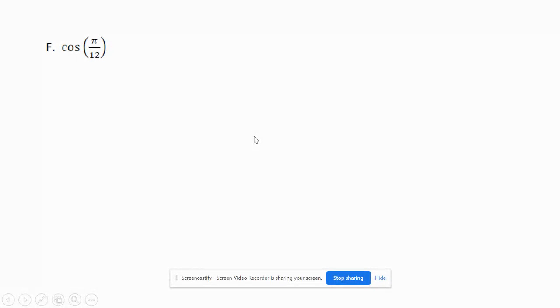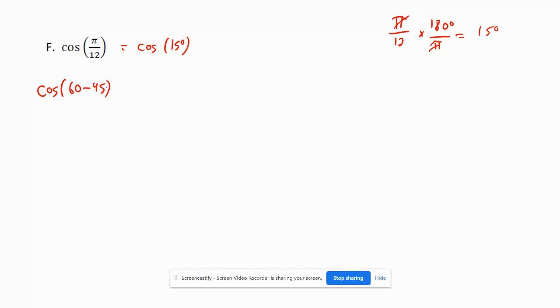Let's go to cos pi over 12. Here's my advice for pi over 12: if I just convert this into degrees, this question gets so much easier. Otherwise, you'd think, which two fractions subtract to make pi over 12? That's a lot harder to do. But if I convert this to degrees, I get 15 degrees. So this is the same thing as cos of 15 degrees, which is cos of 60 minus 45. It's not the only way. I could have gone cos of 45 minus 30, that would have worked. I could have gone cos of 135 minus 120.